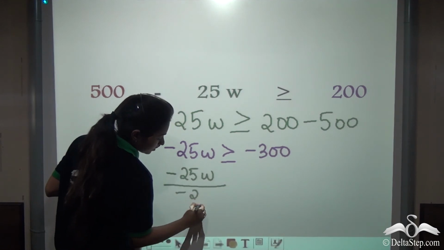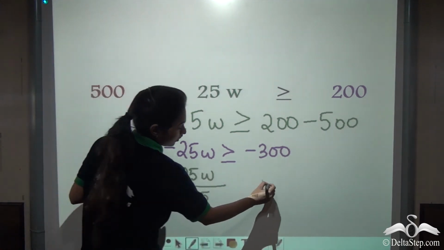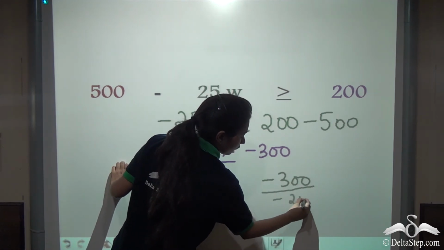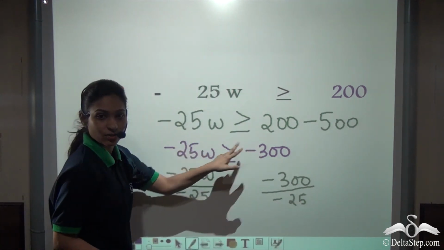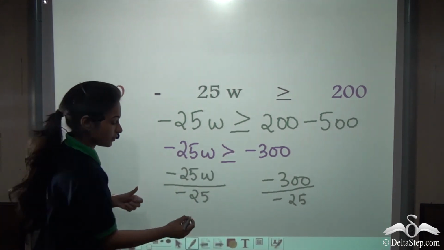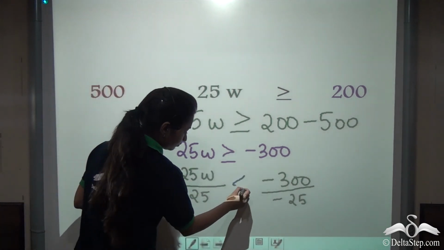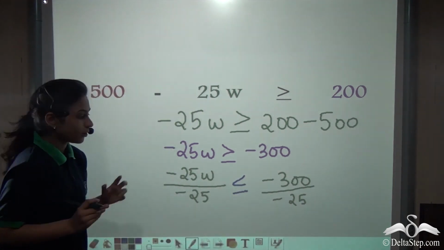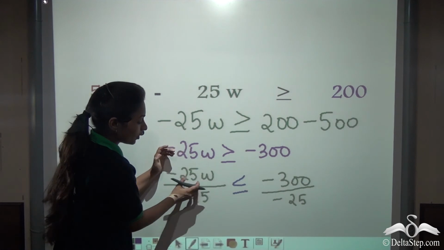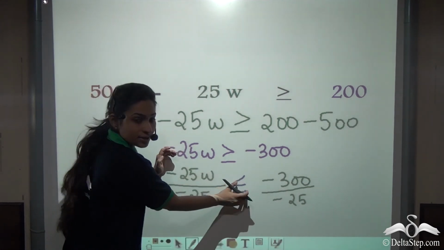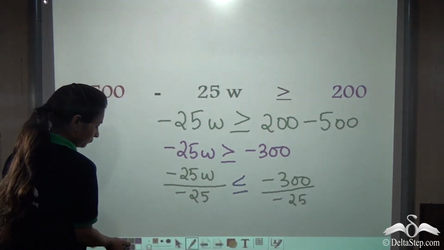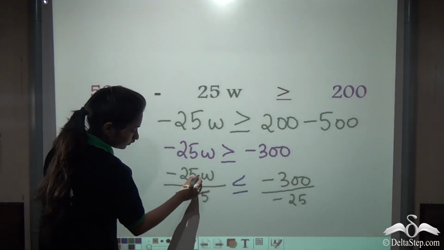Divided by minus 25. We are dividing both the sides of the inequality by a negative number, so the sign reverses. So remember, whenever you are dividing by a negative number, reverse the sign in that step itself, not after that. In this step only you have to reverse it. Now solve it.